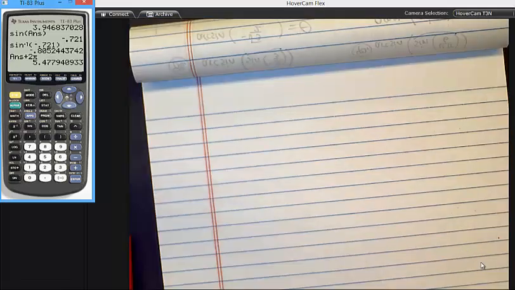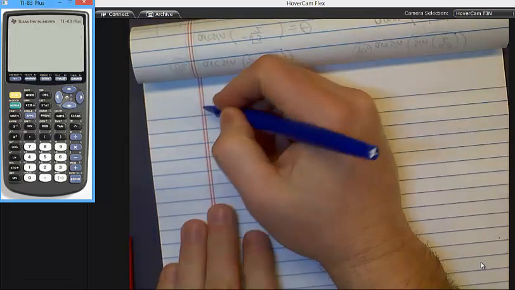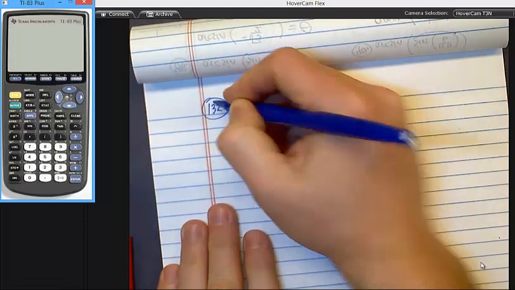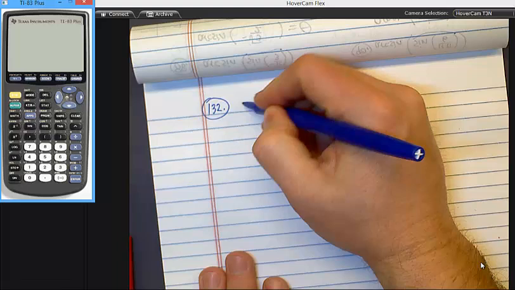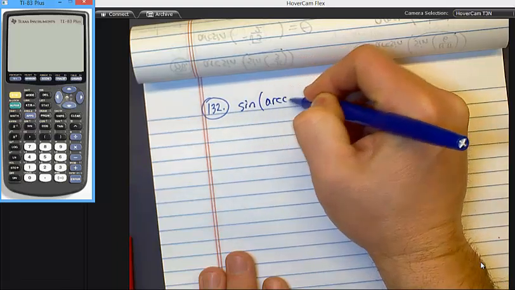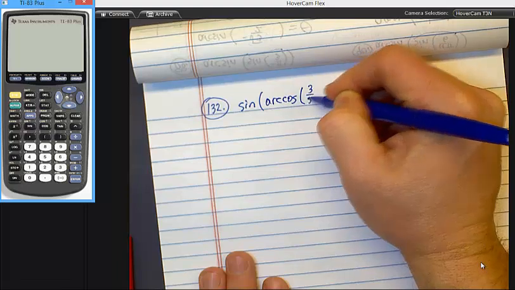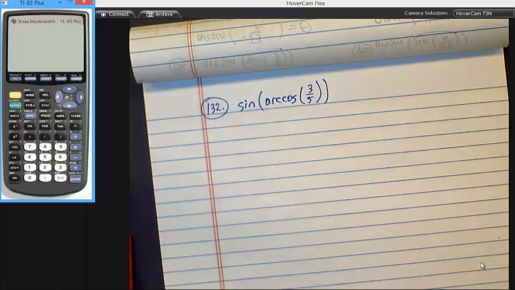Okay, problem 132 is worth talking about. So problem 132 says we want the sine of the arc cosine of 3/5. Well, I claim there's an angle there. Where's the angle? What's the angle up there? You don't see it yet, okay?